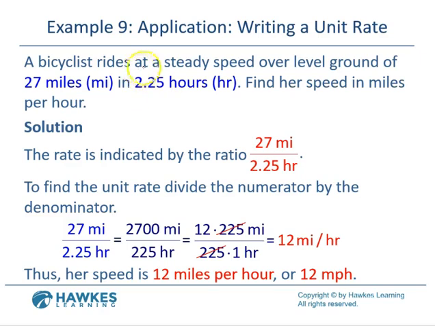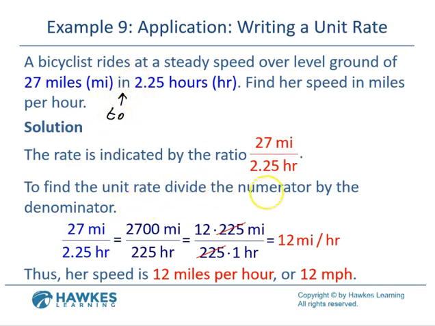A bicyclist rides at a steady speed over level ground of 27 miles in 2.25 hours. So here's another little thing. Notice we're going to be very specific about the order in which we read this. We're doing miles to hours. The rate is indicated by the ratio 27 miles to 2.25 hours. So we're just being very intentional. This is still just going to be miles to hours.